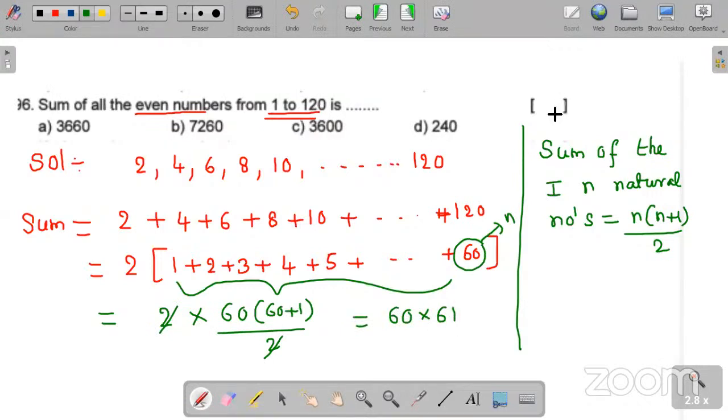Just type it in the chat session, all of you. There should be at least 120 responses. I need to check.